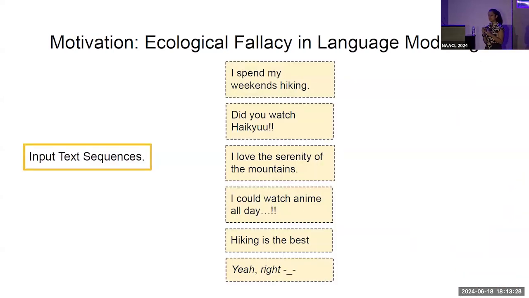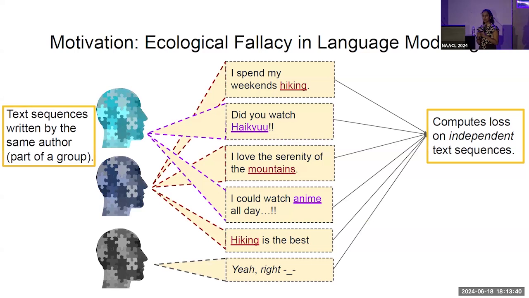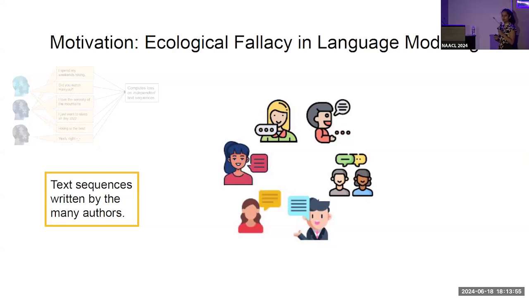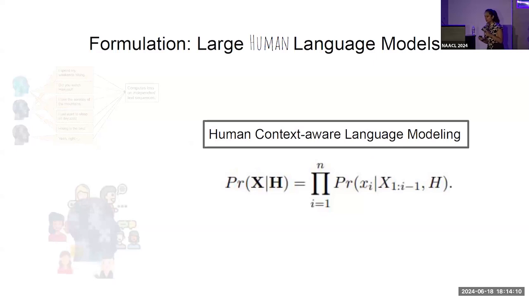So how do we have this ecological fallacy in our LLMs? Given a set of text input sequences, our LLMs process them independently, even when they can be traced back to a common source, that is, the authors of the text. For example, one author here is more enthusiastic about hiking in mountains, and the other is more keen on anime. Conversely, our LLMs can assume that the text written by many authors is actually written by just a single universal author or a representation of an average person, missing that we have individual differences. This motivates our first position to include human context into language modeling. One broad way to formulate this would be to predict the next word, given the previous words, and an additional human context, say age.